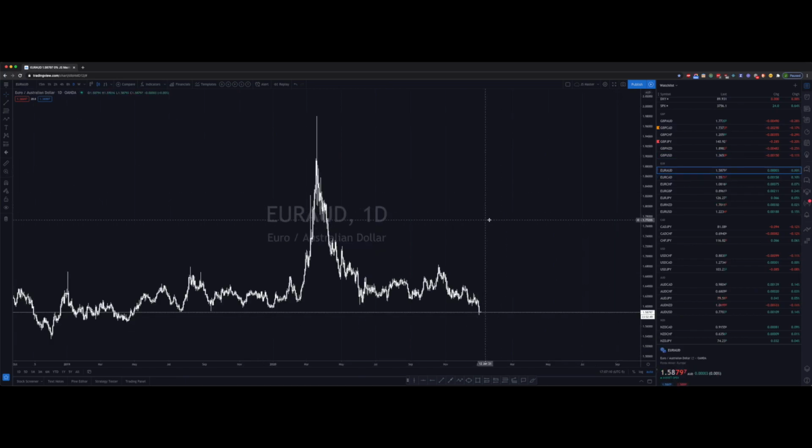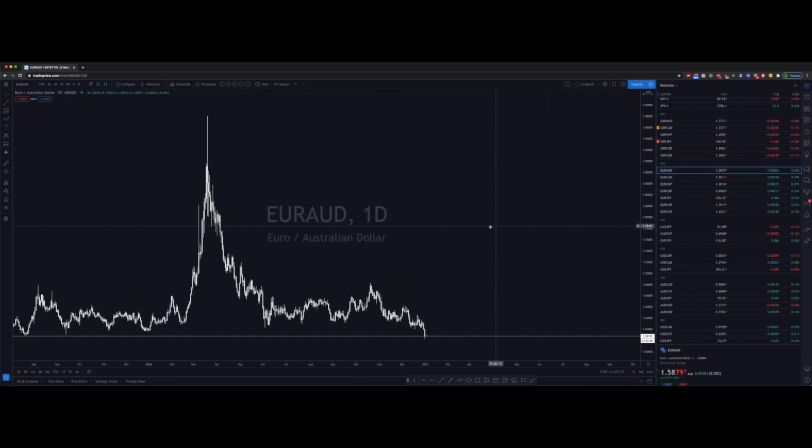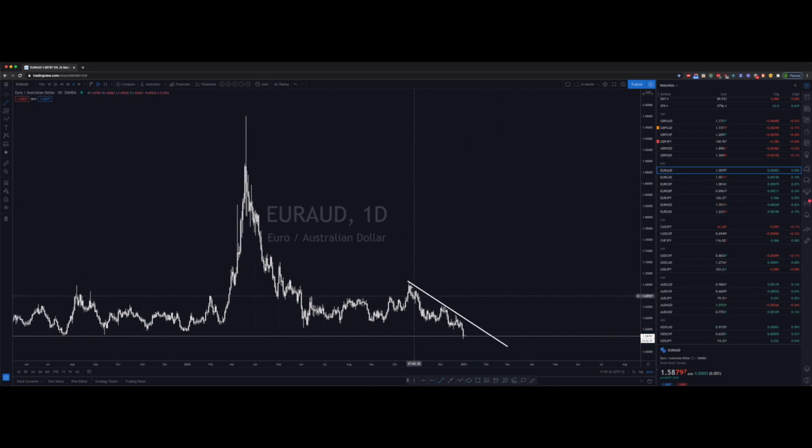EURAUD. Okay, I like the look of this. All right, so we have a nice clear downtrend happening here, making lower highs, lower lows. But then we had this level here that was recently broken with this candle, right? I mean, the level extends all the way back in the past, but let's just use this recent price action here, right?